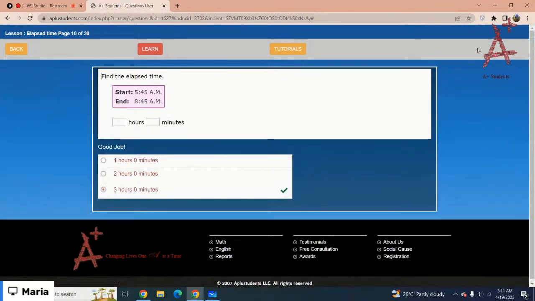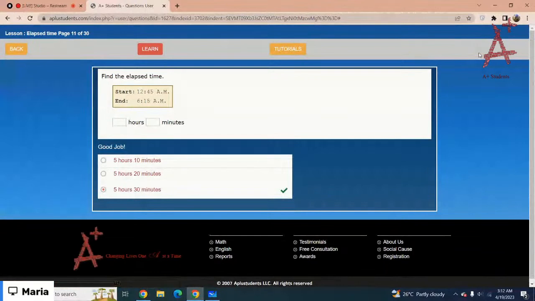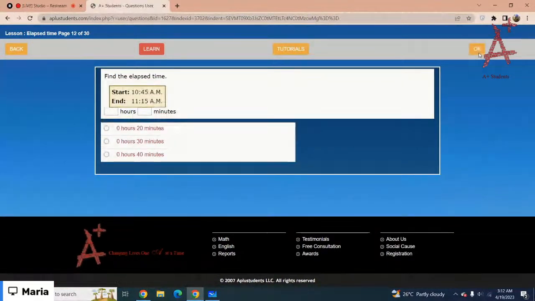If you have any question, you can ask. I'm here to answer all your questions and confusions if you have any. Okay, starting from 12:45 until 6:15. Which is the correct option? It would be 5 hours 30 minutes. Very good. So just select the correct option and click on the OK button. Okay, 10:45 until 11:15, which is the correct option?